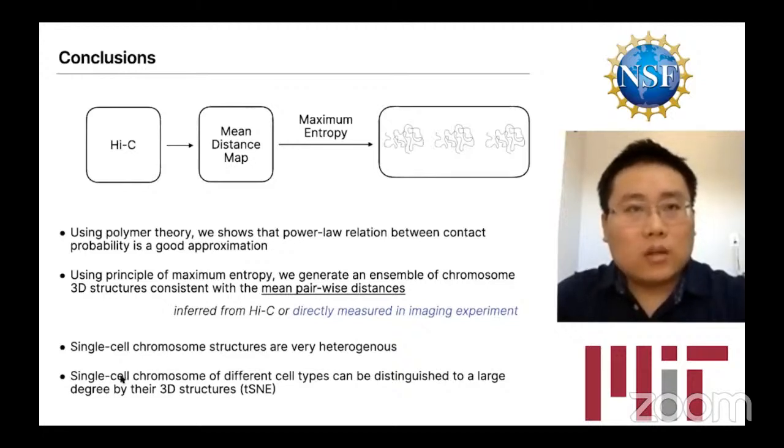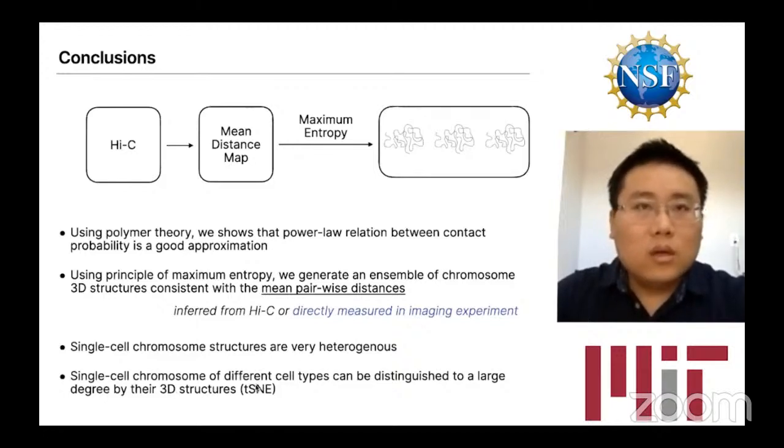Despite this heterogeneity, the chromosomes of different cell types can nevertheless be distinguished to a large degree in terms of their 3D structure using manifold learning techniques such as t-SNE.